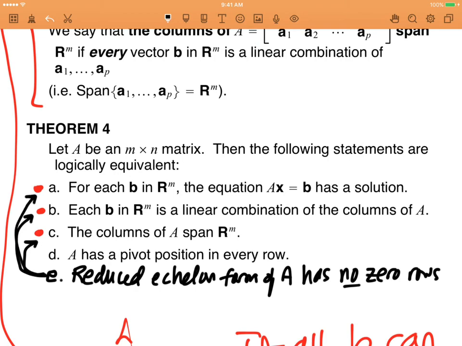D is just another way of saying that, because D is another way of saying E, because if A has a pivot position in every row, then there can't be a row of zeros. If there's a zero row, then there's no pivot in that row. Remember, we're talking about the augmented matrix, where A is only the left half. So in A, if there's no zero rows, then there has to be a pivot in every row. Okay.